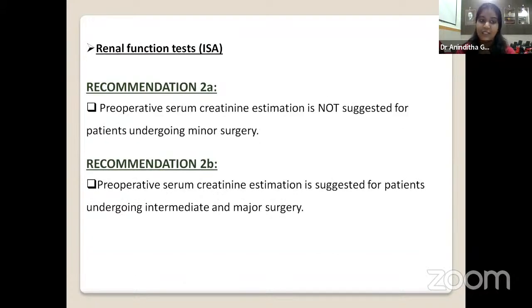Renal function tests. Recommendation 2A states that preoperative serum creatinine estimation is not suggested for patients undergoing minor surgeries, and 2B states that it is suggested for patients undergoing intermediate and major surgeries.